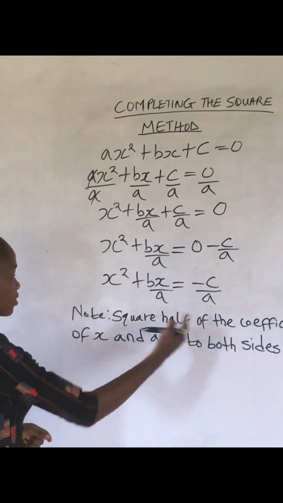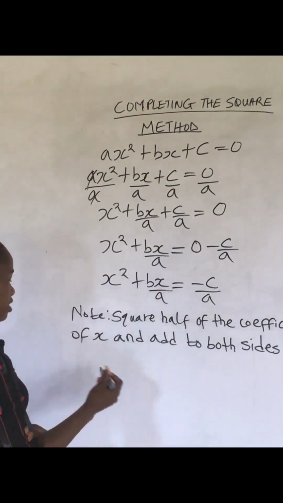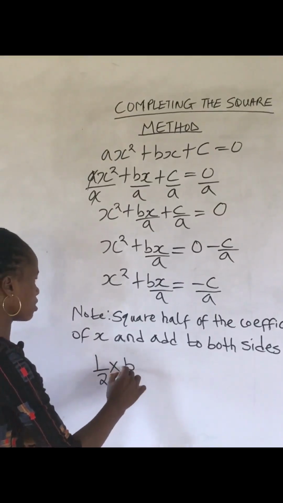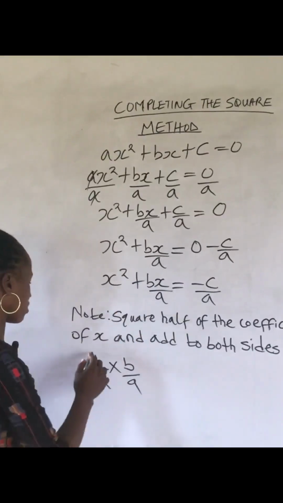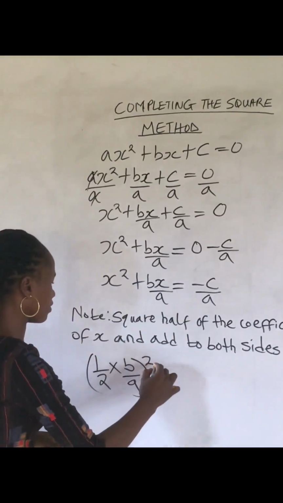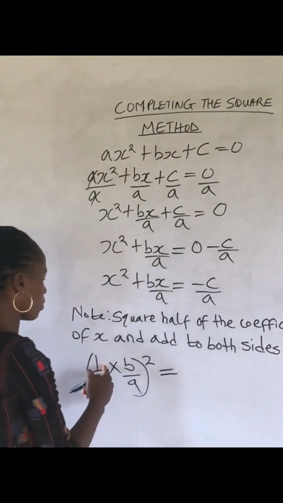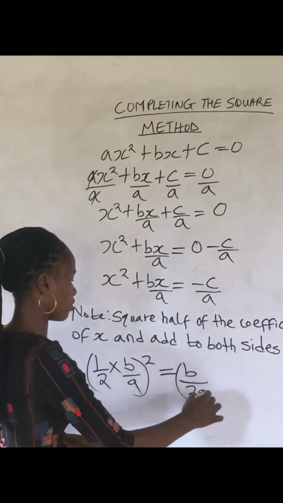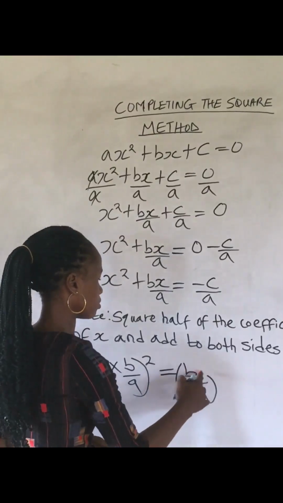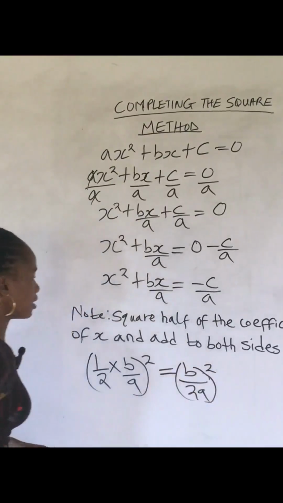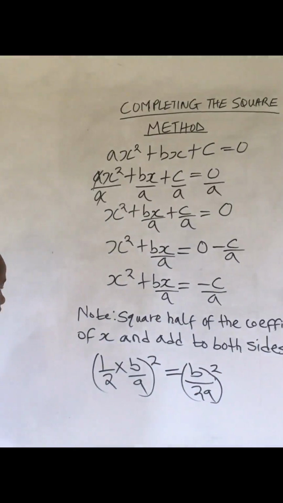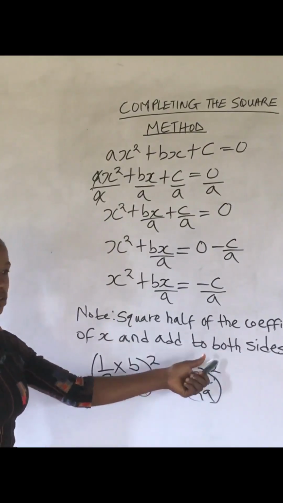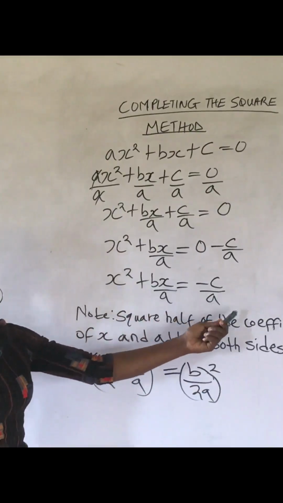If we're going to square half of the coefficient of x, in this case x has coefficient b over a, so half of it would be half times b over a, then squaring it, this is what we have. So now if you go on with this, 1 times b is b, and then 2 times a is 2a, so you have b over 2a squared. All right, so this is what we have. Now the last step says add to both sides, so we are going to add this b over 2a squared to the left hand side and then the right hand side.